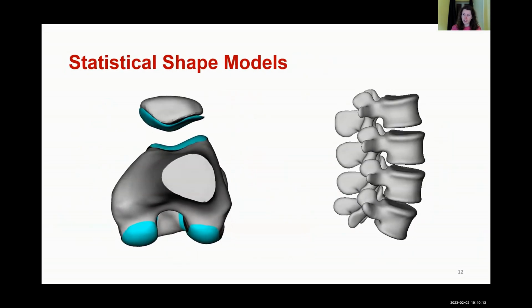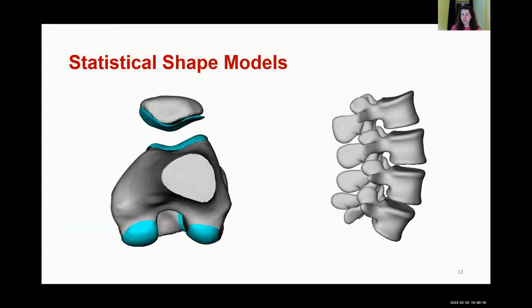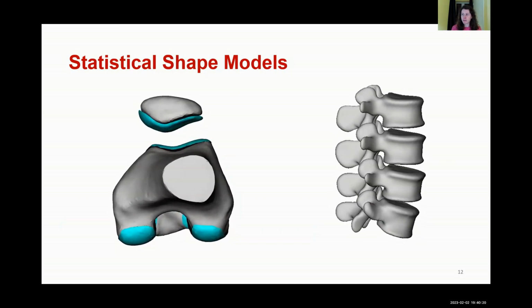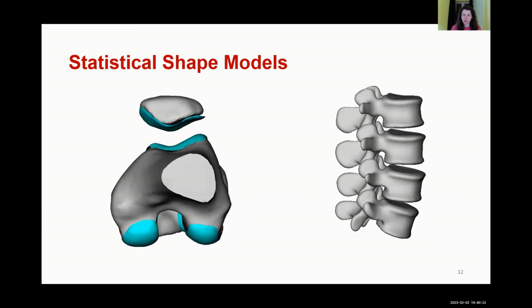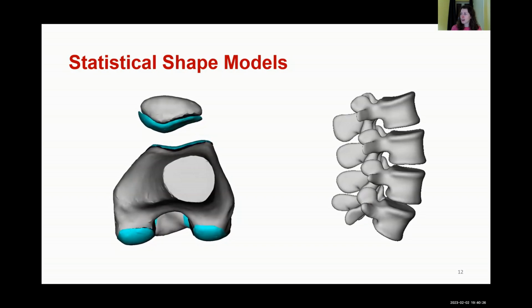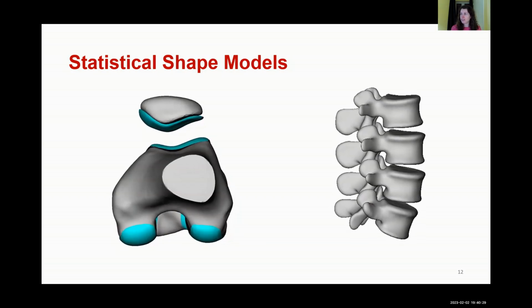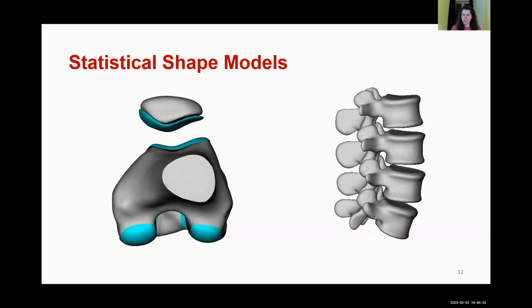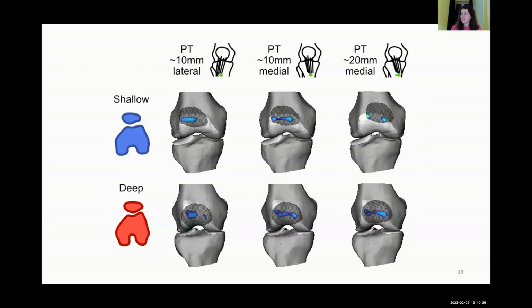And then in terms of looking at the anatomy and how that changes, we have some methods for quantifying changes in geometry. So we can create these morphable models where we can change the geometry to see how that varies from person to person. And then we can also change it within the model to see how that influences what's happening in the knee.